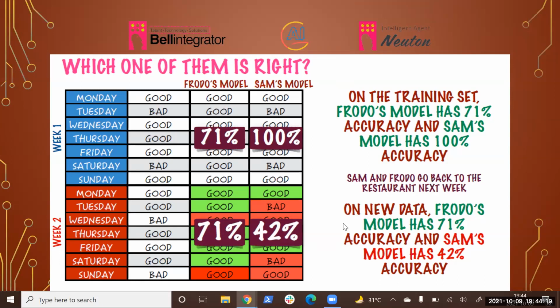Even when it comes to training, it performed the same or okayish, but when it came to testing, that is the important data set that is actually gonna tell you what the accuracy of your model is. So whoever said Sam's model was right, I'm sorry guys, you were wrong. Frodo's is better.